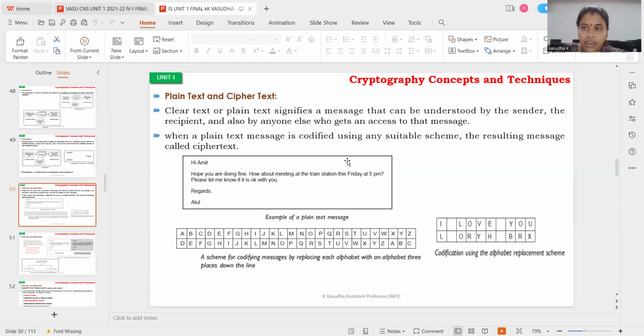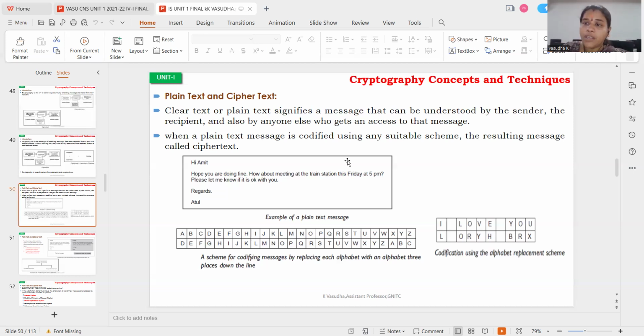I'm repeating it here again. Plain text means readable format of the data. Ciphertext means non-readable format of the data. So why are we converting this readable format of the data to a non-readable format? To achieve security. That means only the sender and receiver should understand the message, and a third party should not understand the message. So to achieve security for our data, we require the conversion from plain text to ciphertext.